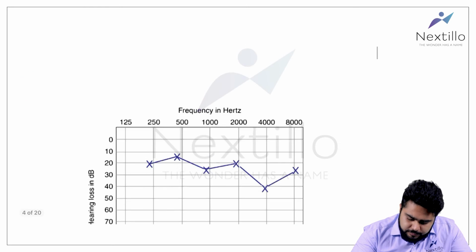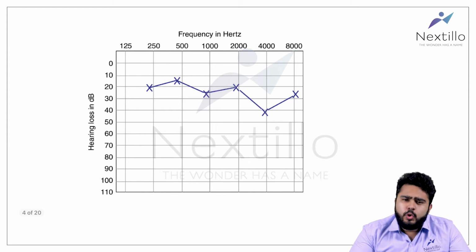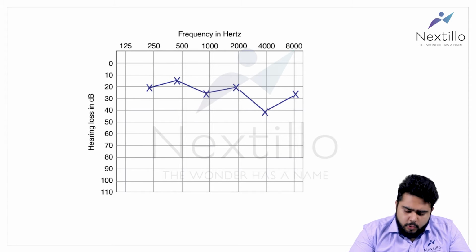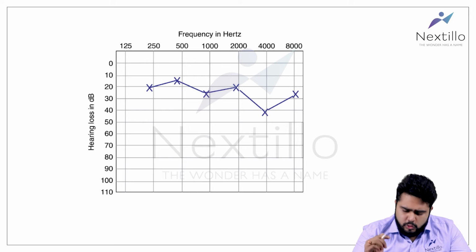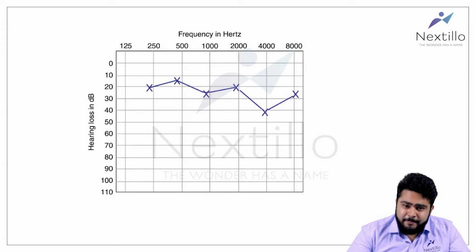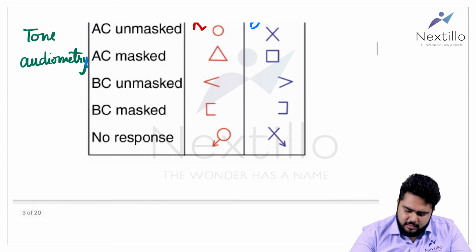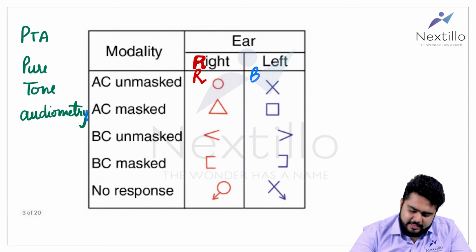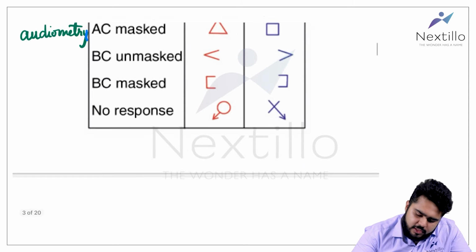So if you see anything in red, it is for the right side. Okay, moving ahead. This is an audiogram, pure tone audiogram. Now you have to identify which condition this depicts. First of all, we'll revise the question which we did just here. Let's see, this cross in blue color stands for what? Air conduction unmasked.